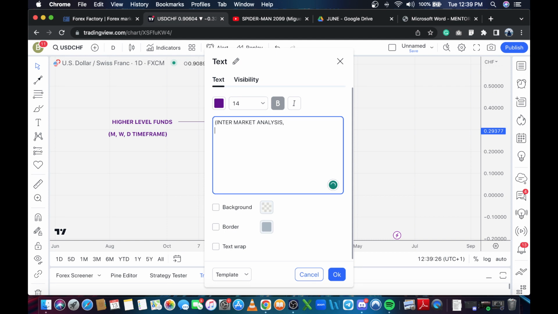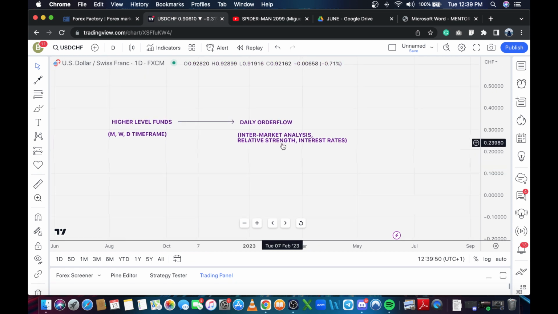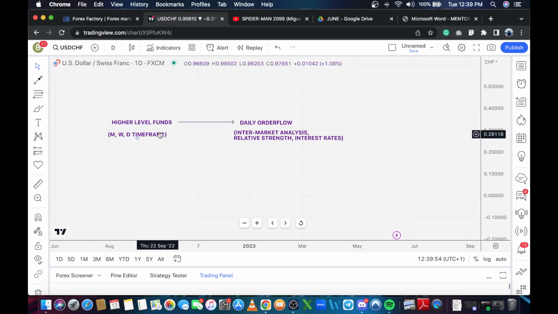We're also concerned with relative strength. So you're looking at your divergence and your strength comparison here. And also here you're considering treasuries or interest rates. And this all helps you build upon your daily order flow. So with the high level funds, you already are defining where price is more likely to see one-sidedness.